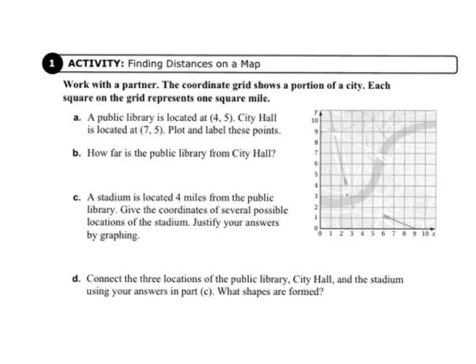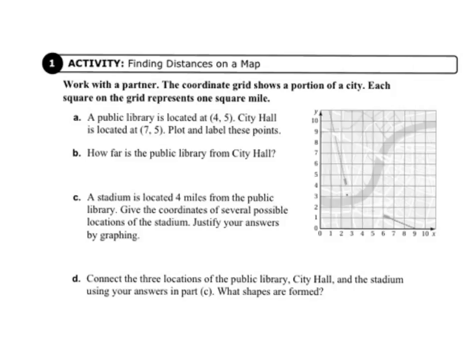Today we'll be starting on Activity 1, which is on page 91 in your Record and Practice Journal. Finding distances on a map. The coordinate grid shows a portion of a city. Each square on the grid represents 1 square mile. Letter A. A public library is located at (4, 5). City Hall is located at (7, 5). Our job is to plot and label these points.